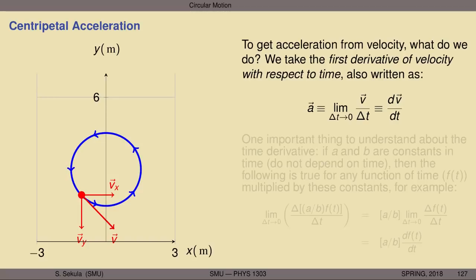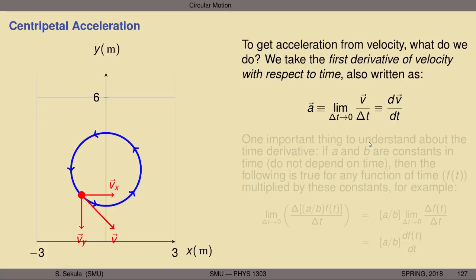So to get acceleration from velocity, what do we do? We know the speed isn't changing, because this is uniform circular motion, so something's changing. Let's figure out what it is. And to figure that out, we have to take the first derivative of velocity with respect to time. Okay? And so, again, to remind you, that's going to be written in the following way. I showed you this a few slides ago.